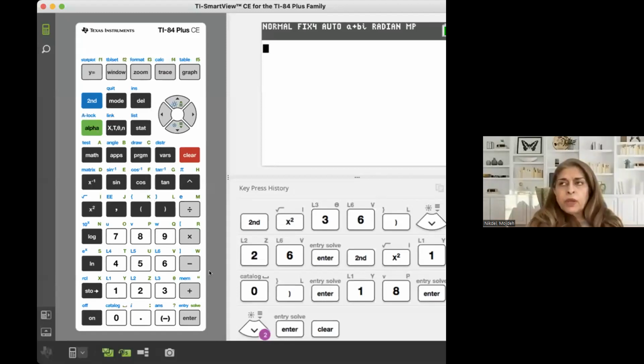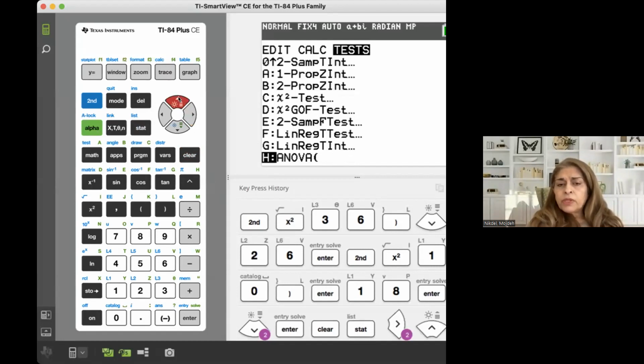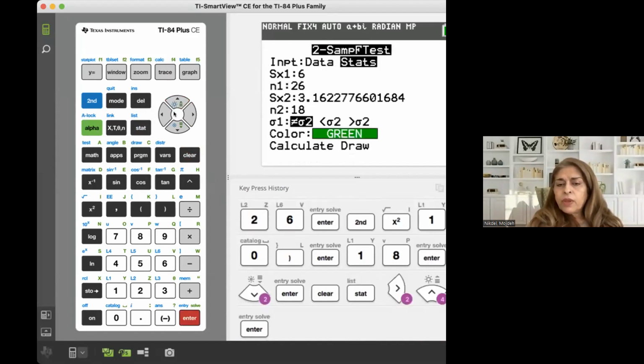So, two sample F test, stat test. I don't see two sample F test. Instead of going down, I'm going to go up, which takes me to the second page, and two sample F test. Where is two sample F test? Oh, here it is, E, two sample F test. I have a statistics, okay.